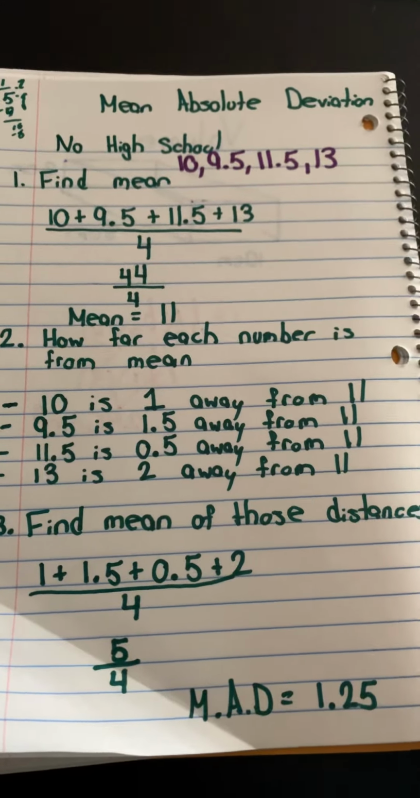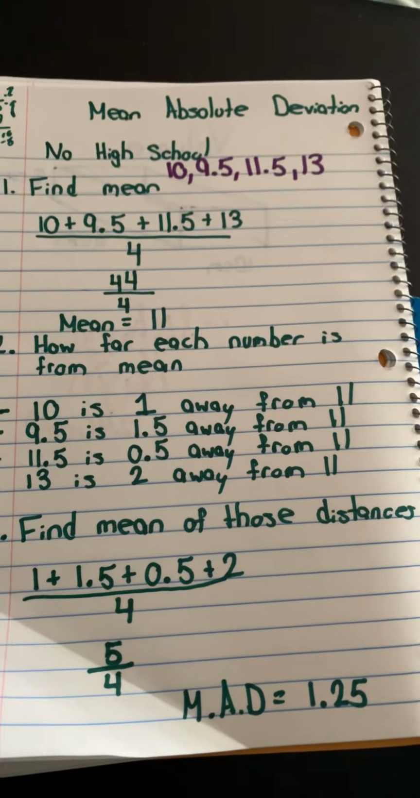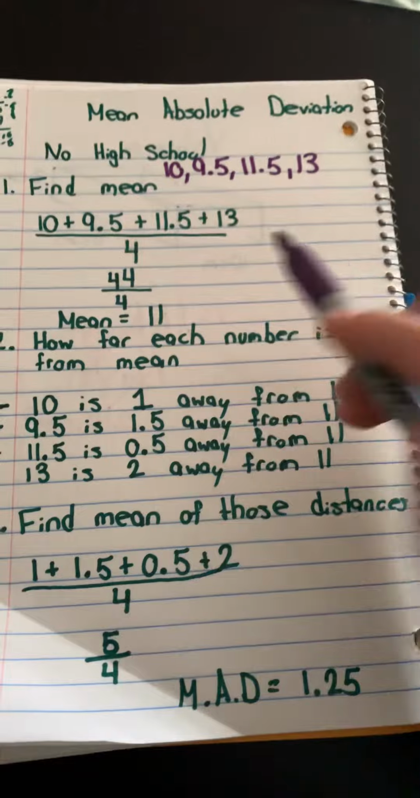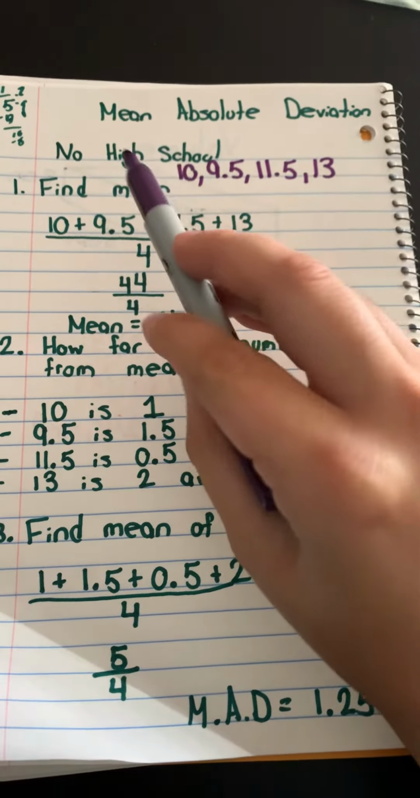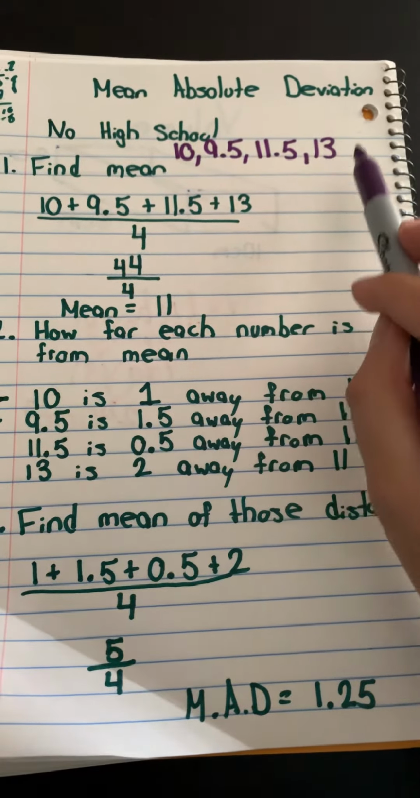So in this example, we're going to show you how to find mean absolute deviation, which is a long process to find because there's a couple things that you have to do. For mean absolute deviation, they gave me some numbers for people that do not have high school diplomas. They gave me 10, 9.5, 11.5, and 13.